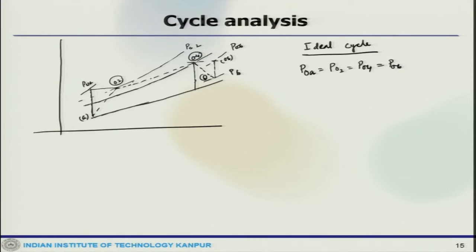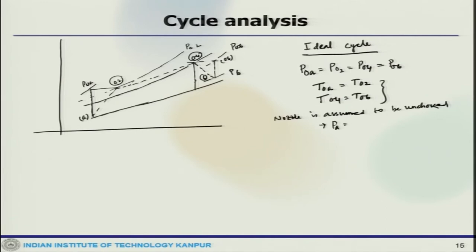So, since no work nor heat addition or rejection takes place in the intake and nozzle, we can apply the first law of thermodynamics. So, what we will get, T naught A is T naught 2, and T naught 4 is T naught 6. So, that is what we get. Now, the nozzle is assumed to be unchoked. So, then the full expansion of the hot gases within the nozzle to the ambient pressure is assumed, and therefore, we will have P A equals P 6 equals P exit.